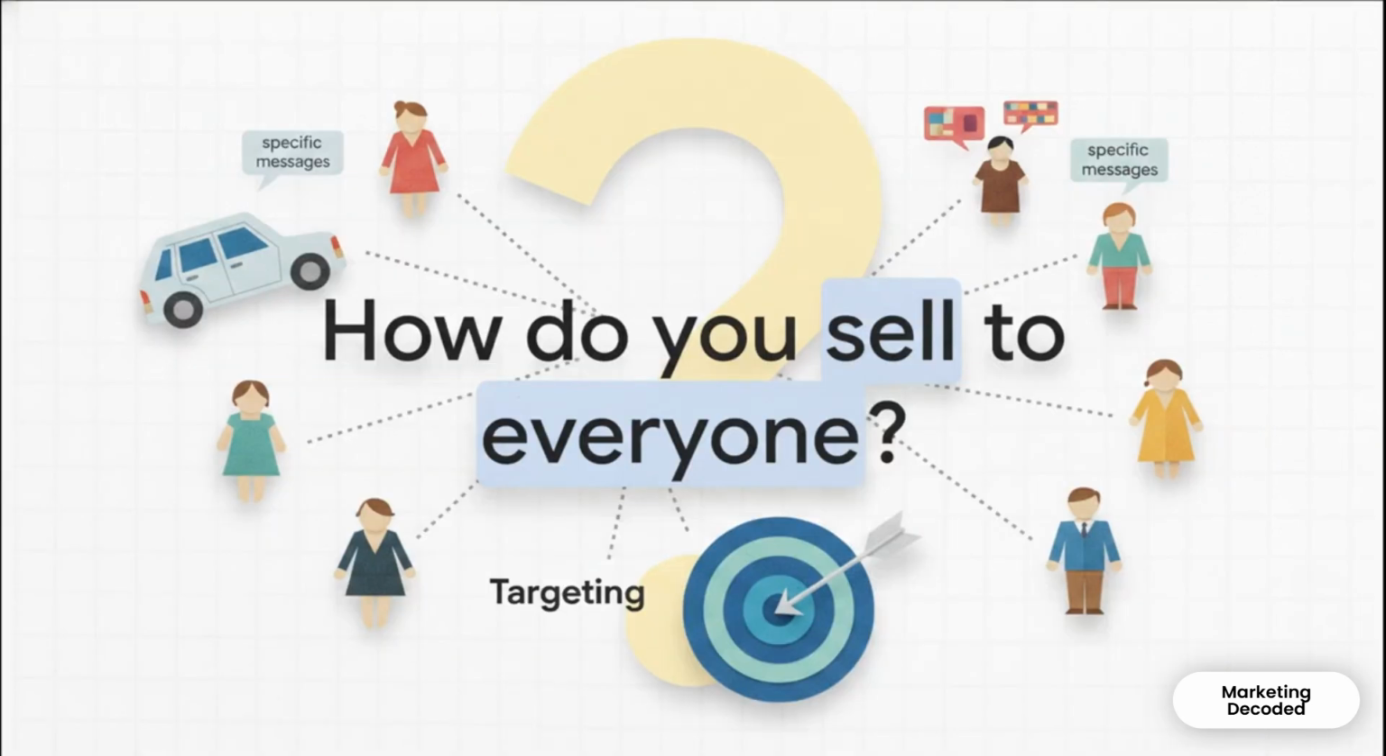So here's the ultimate dilemma you're facing. How in the world do you sell to everyone? How does a massive brand like Maruti decide exactly who to go after, how to reach them, and what specific message to pitch to each of them?